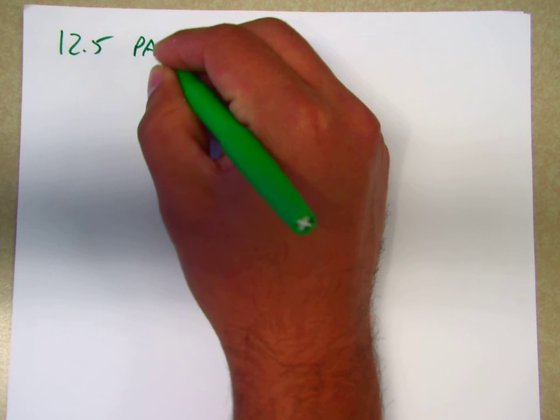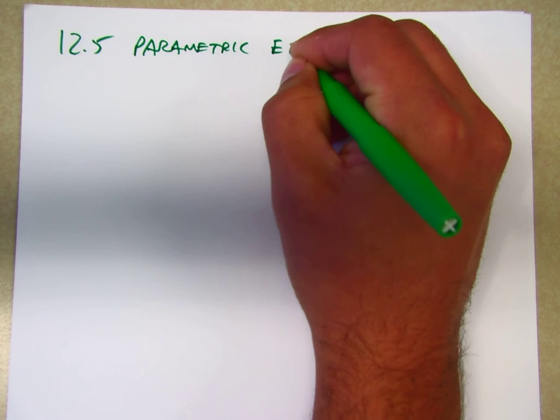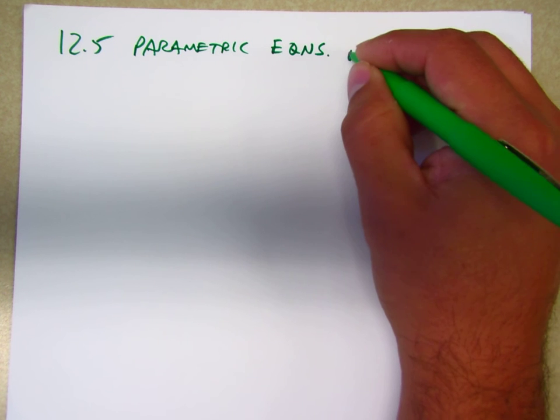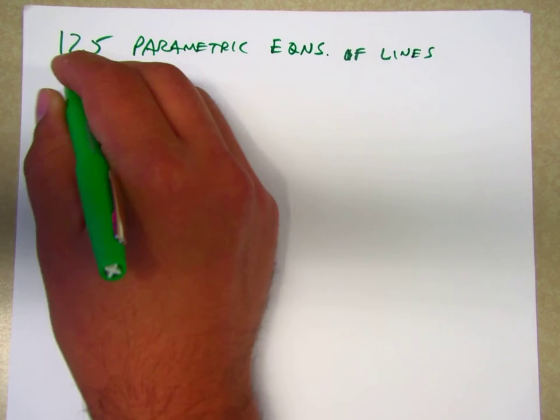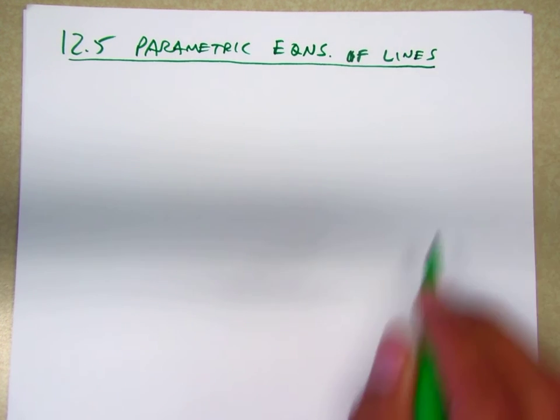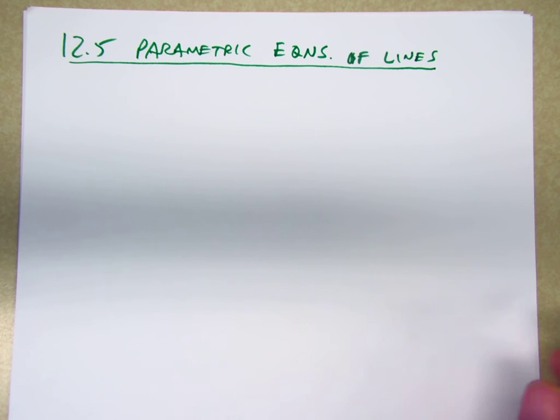Today is parametric equations of lines. By the end of today, you should be able to write equations of lines in 2 or 3 dimensions parametrically, symmetrically, also write the vector equations for those lines, and finally, if there's an intersection of lines, be able to determine what that intersection point is.